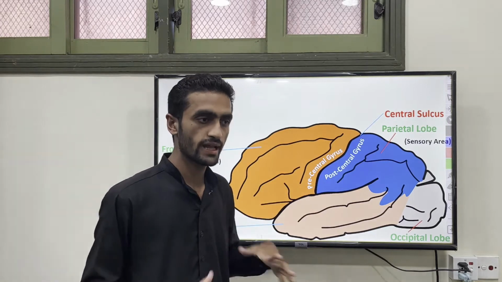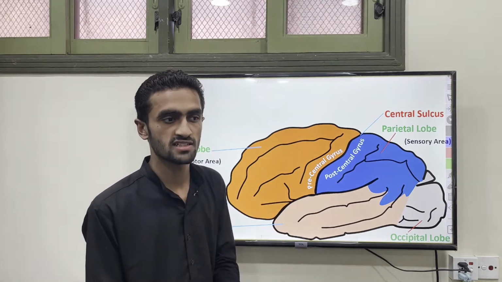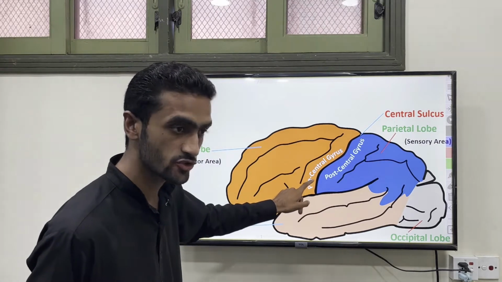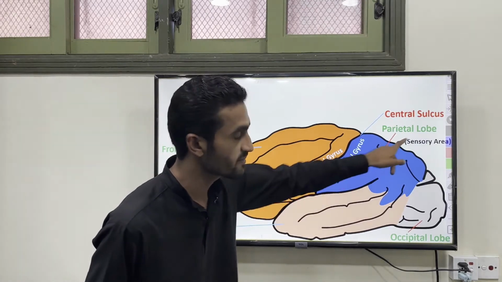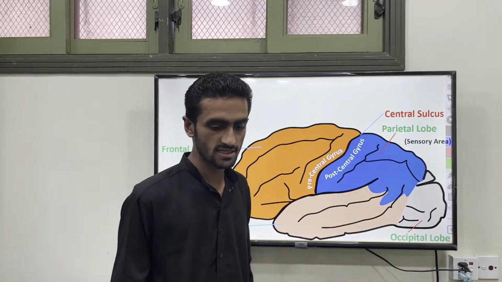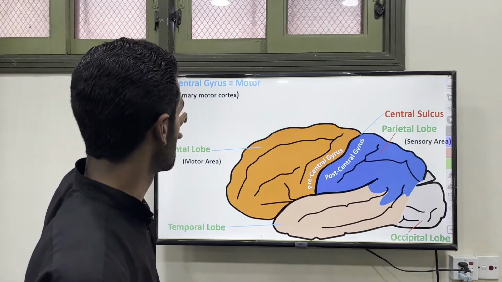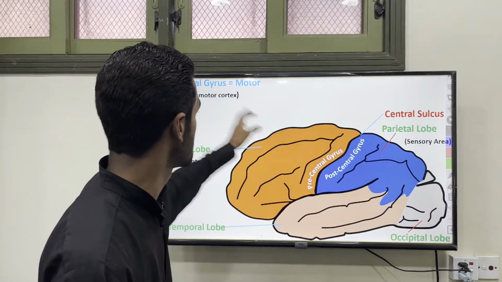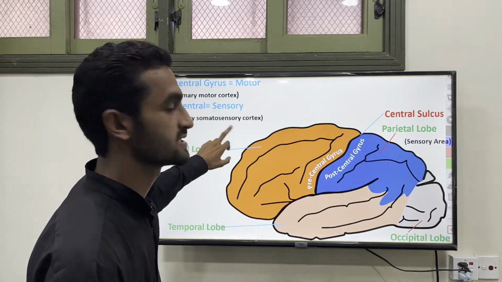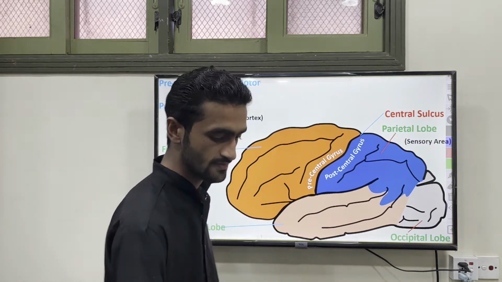Many students are confused about which one is concerned with the sensory and which with the motor. You can understand here: pre-central is associated with your motor, post-central is part of the parietal lobe, so that's why it is associated with the sensory. Just remember this concept. The other name for pre-central is the primary motor cortex, and post-central is the primary somatosensory cortex. Somatosensory means somatic function.